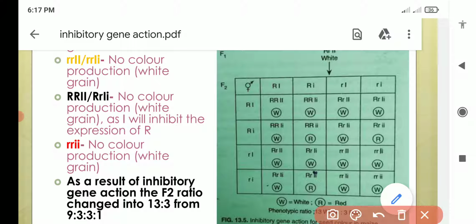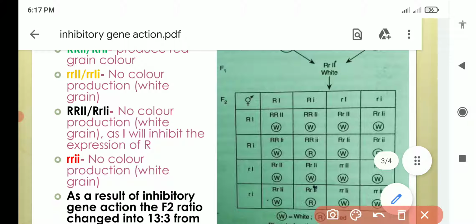So here gamete formation will be there. We will see the gamete formation. Here this plant is there. So 4 types of gamete will be produced in male, and the same 4 types of gamete will be produced in female. As we have already discussed in our previous videos, at the time of gamete formation we have to take all possibilities, meaning any allele can go with any other allele.